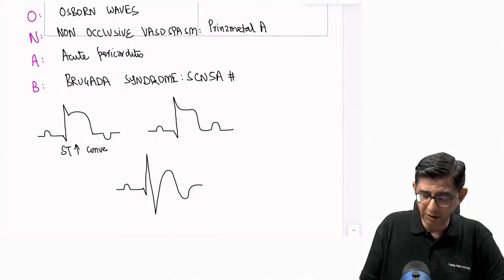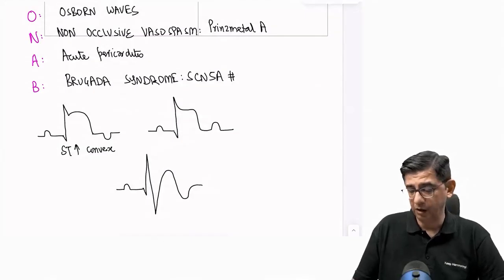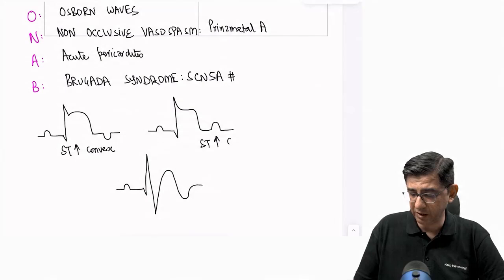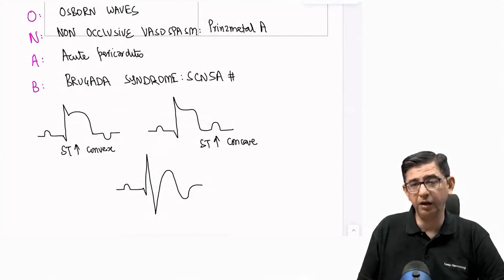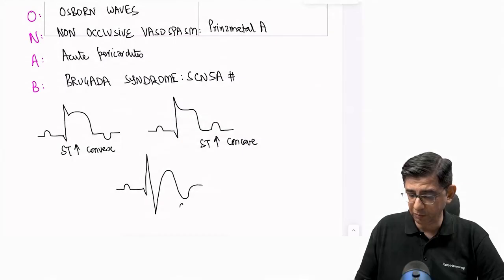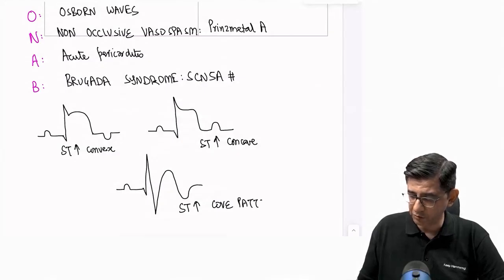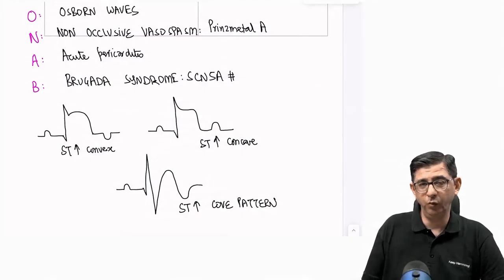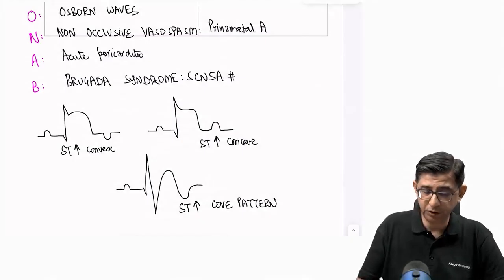This is called ST elevation with convexity. The second one that I've shown to you is an ST elevation with a concavity. And the third one that I've shown here before you is an ST elevation again, but it is called a COVE. That is a Cove pattern. This is what you get with Brugada syndrome, which is a condition of a sodium channel defect.